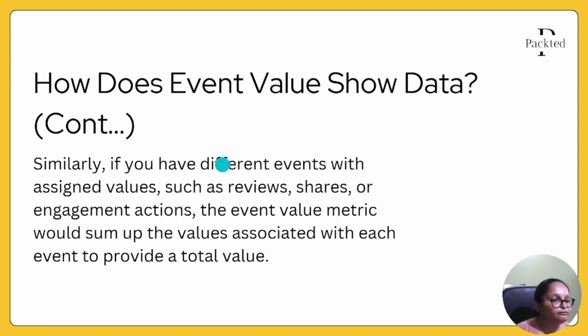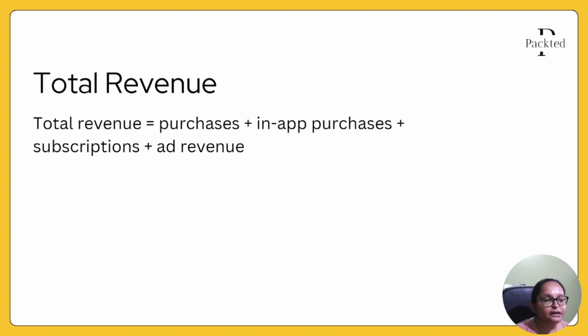Similarly, if you have different events with different assigned values, such as reviews, shares, or engagement metrics, the event value will sum up all these associated values, and then it will provide a value in your reports.